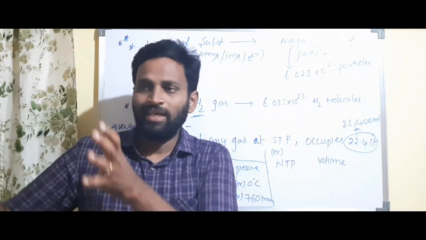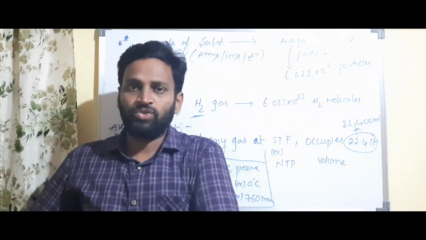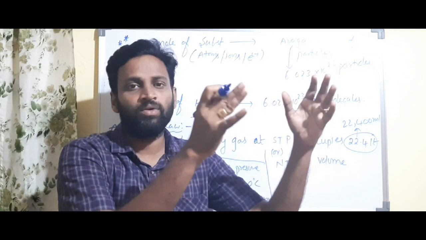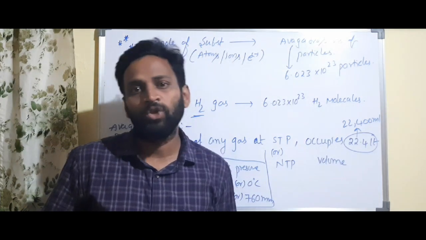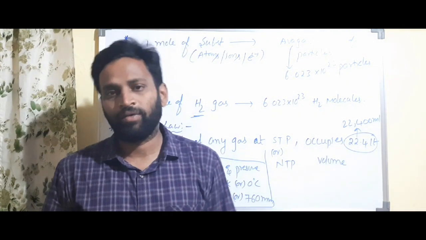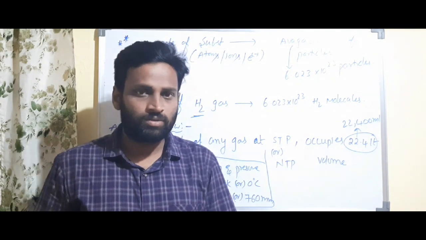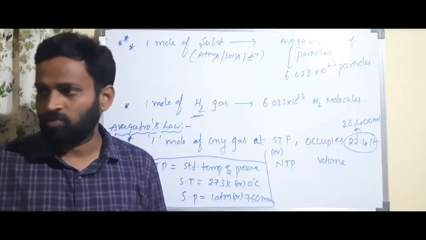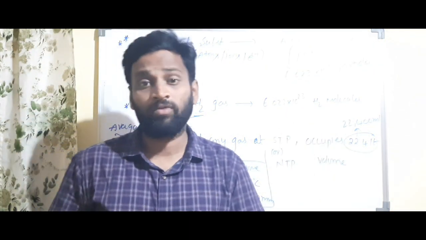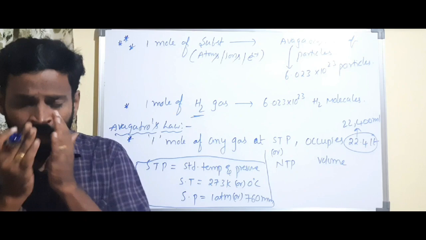Means if you consider equal volumes, 1 liter of H2, 1 liter of O2, 1 liter of N2 gases at STP, then how much volume will they have? Means 22.4. Equal volumes, how many molecules do they have, I am asking. So an equal number of molecules. 1 mole means Avogadro number of molecules will be there.